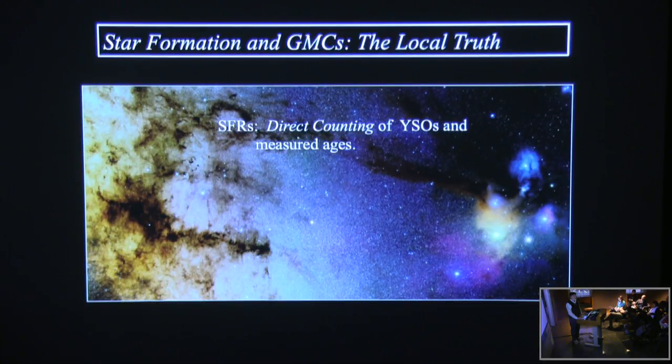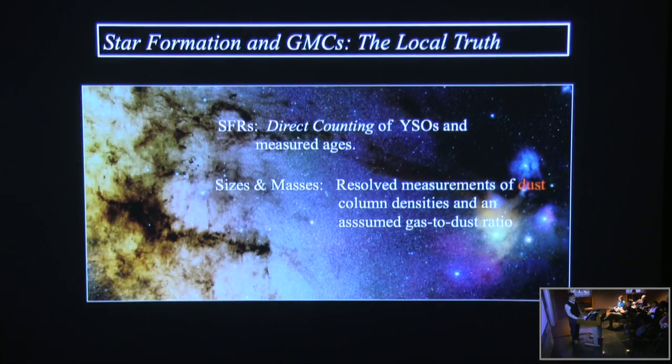The reason that we can do so well locally is that we can get direct measures of star formation rate by directly counting the numbers of young stellar objects, and we measure their ages, so we get the star formation rate. And also we can do very well measuring the sizes and masses of clouds because they're well resolved, and we can do this in molecular lines, or even better, with resolved measurements of dust, from which we get column densities, and with a simple assumption of a gas-to-dust ratio, we can get good masses and also the good sizes.